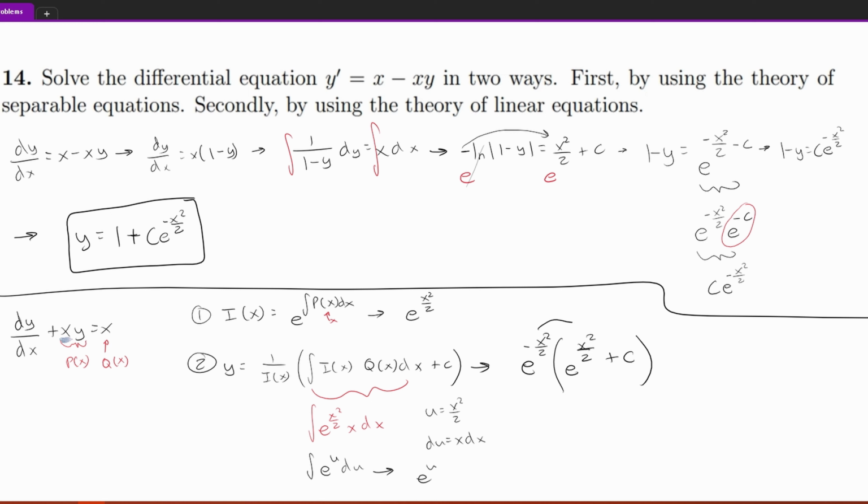Now from here, we're going to want to distribute this in here and here. So we're going to get that y is equal to, if we distribute it into the first one, we basically have it divided by itself, so it's going to give us a 1, and then we'll have a plus c over e to the x squared over 2. And you can see that's going to be the same result as if we did it with our separable equation. So that's just two different ways of doing it.